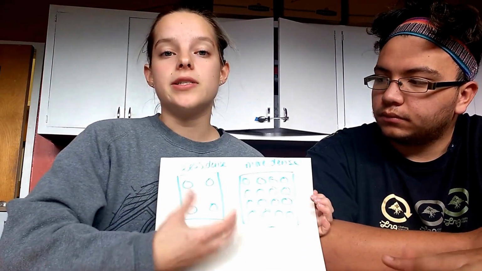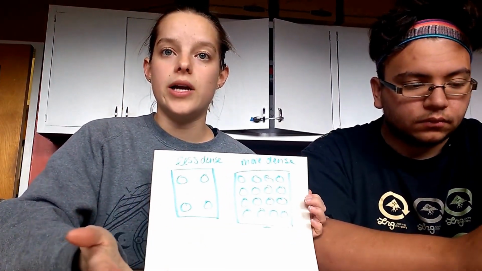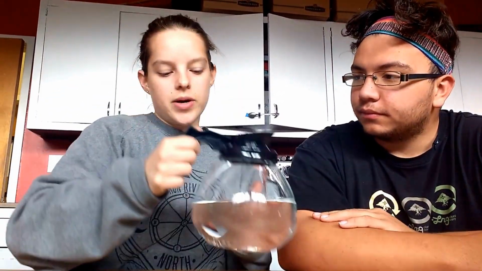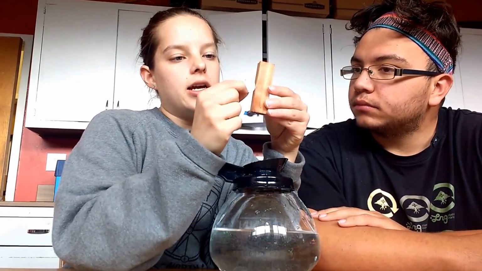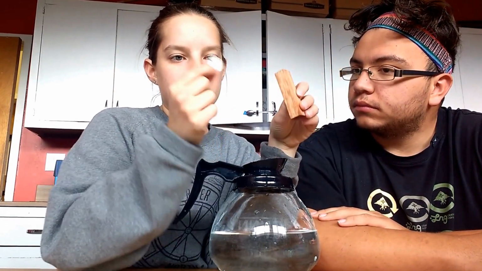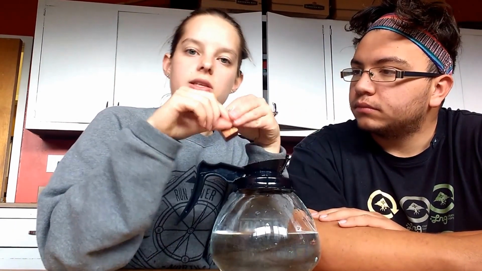So they're the same size. They can be the same size but different densities and thus different weights. So we're going to test this out. I've got a nice little coffee pot here with some water in it, and I have a wooden block and a nickel, and they're different sizes. This one is bigger and this one is smaller, and we're going to hypothesize which one is going to float and which one is going to sink.